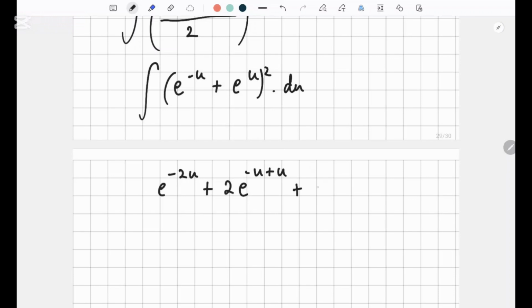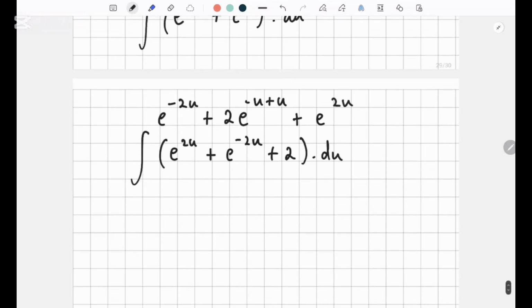plus e to the power 2u. So this gives you e to the power 2u plus e to the power minus 2u plus 2. So now you have to integrate this, which is easy, right? Integrating this is 1 over 2 e to the power 2u minus 1 over 2 e to the power minus 2u plus 2u. That is your integration.